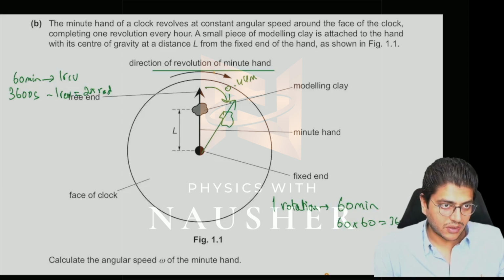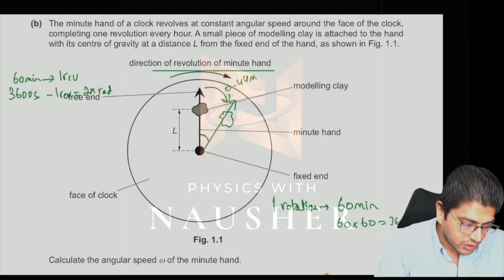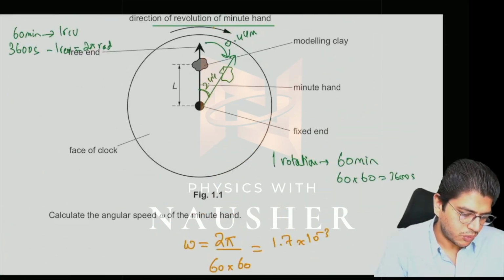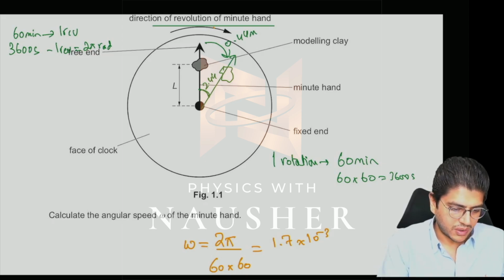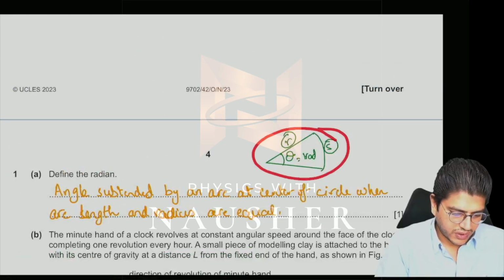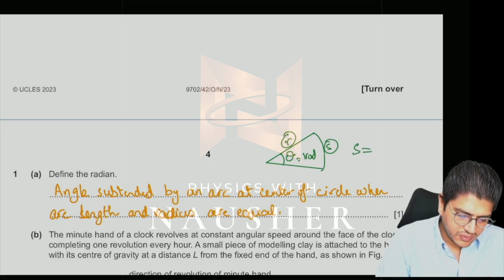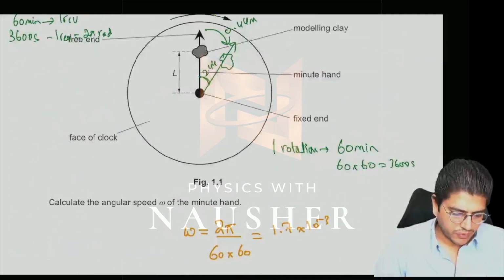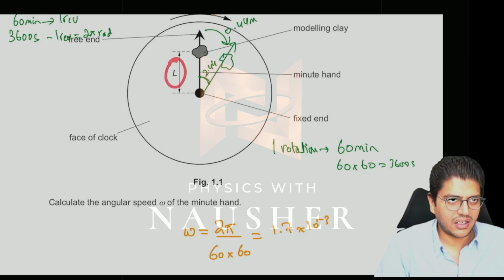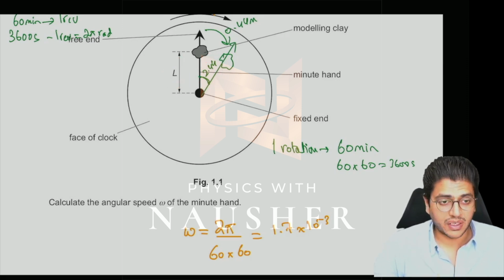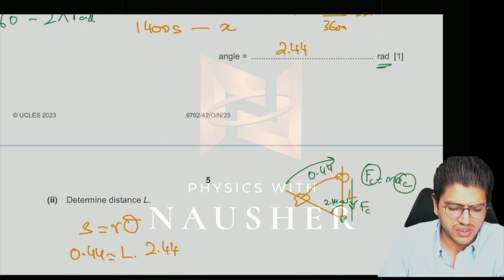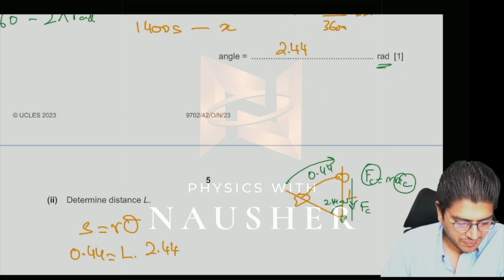Distance L can be calculated because you know the angle you covered in this time was 2.44 radians. So you can just put 2.44 here. The formula I wrote before links arc length, radius, and angle: S = rθ. Now S is 0.44, r is L, and the angle is 2.44. Remember that in that formula, the angle will always be in radians. Never put the angle in degrees. That's why they ask you to calculate the angle in radians. So 0.44 is equal to L into 2.44.